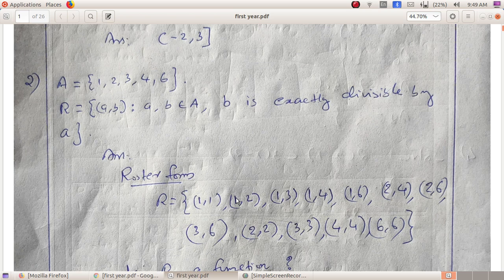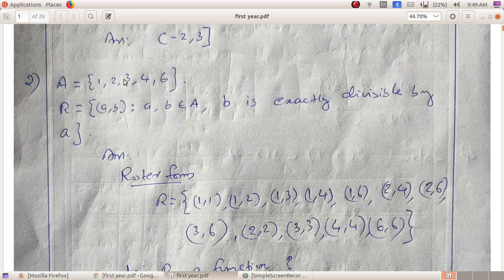See, in roster form, here 1,1 can be seen in the cross product A cross A. There are so many points here. This is A, this is B. So B is divisible by A. 2 is divisible by 1, 3 is divisible by 1, 4 is divisible by 1, 6 is divisible by 1. 4 is divisible by 2, which means 4 by 2, answer is 2.